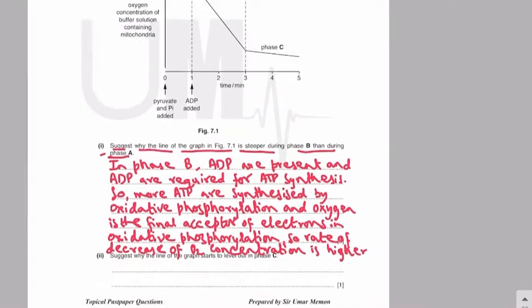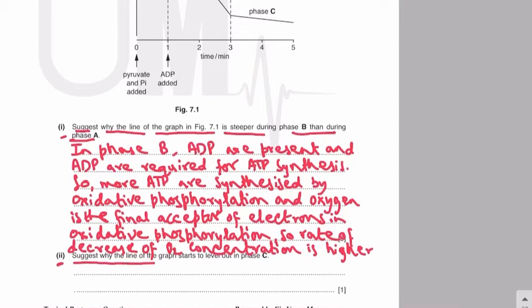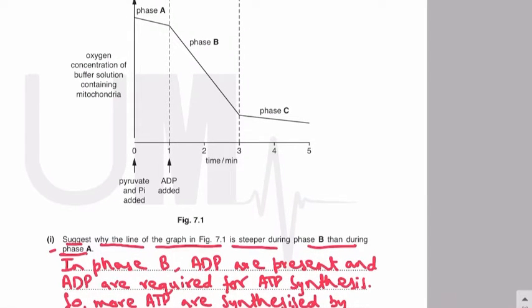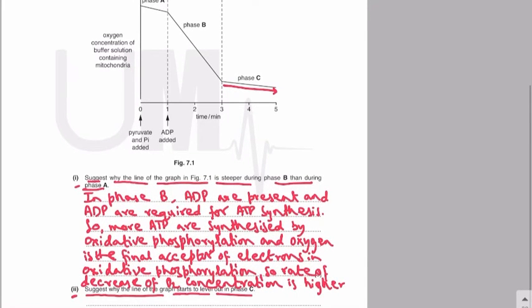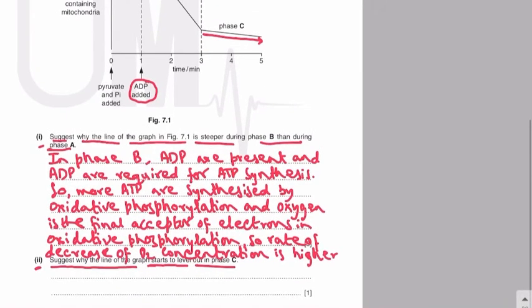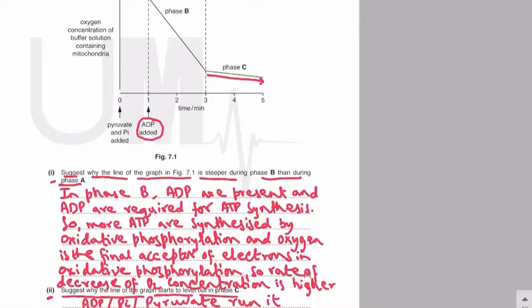Okay, let's move on to part 2. Suggest why the line of the graph starts to level out in phase C. We can see that the line almost levels out in phase C. That's because ADP are depleting, or we can say pyruvate or inorganic phosphate are depleting. We can just say that ADP or inorganic phosphate or pyruvate run out. That's why the graph in phase C levels off.